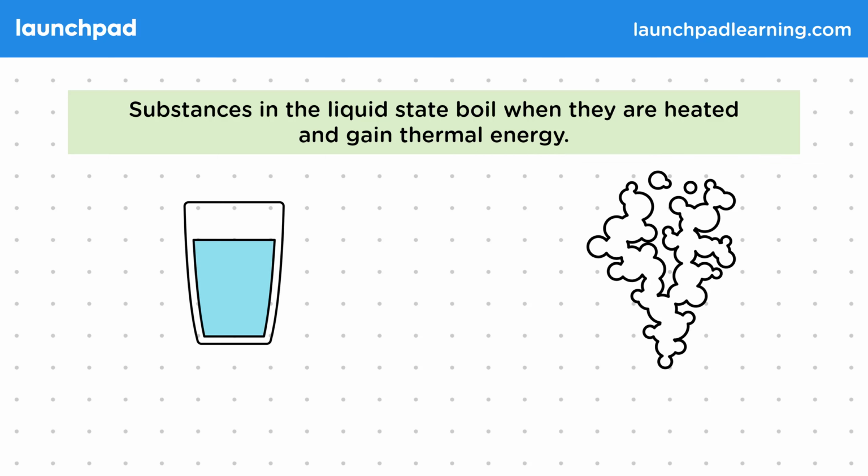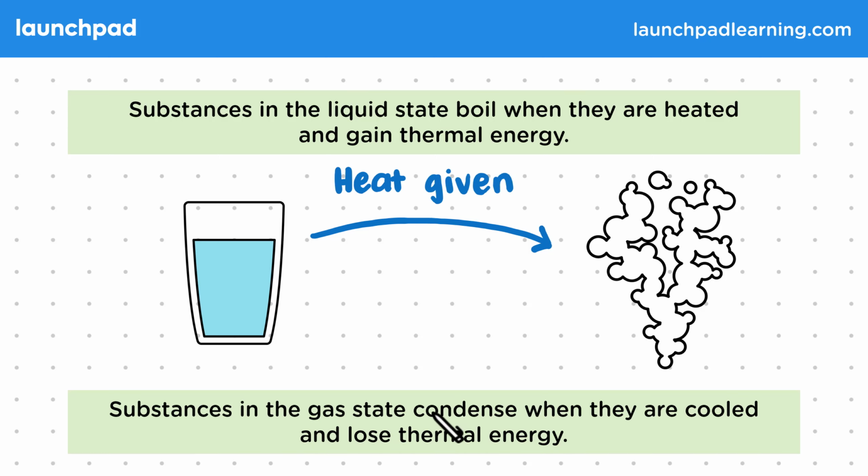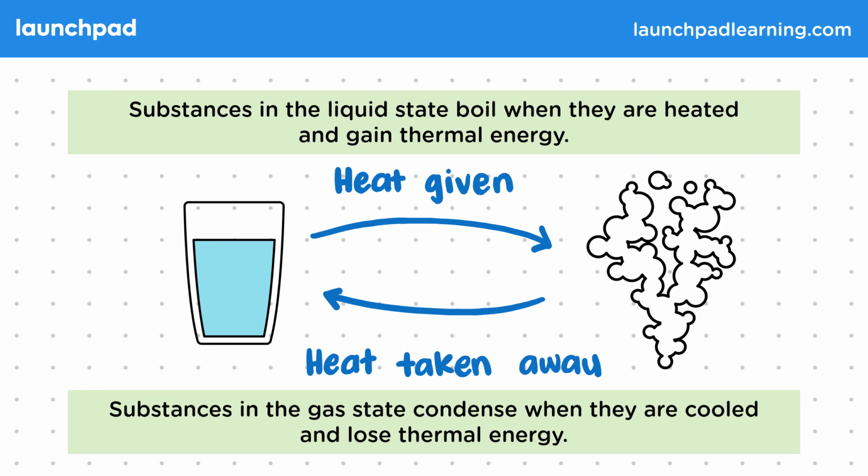So water and steam are the same substance, but at different states of matter. Water turns to steam when it's boiled, as heat is directly supplied to it. Substances in the gas state condense when they are cooled and lose thermal energy. So steam turns back into water through condensation. The gas loses energy as heat flows to the surroundings.